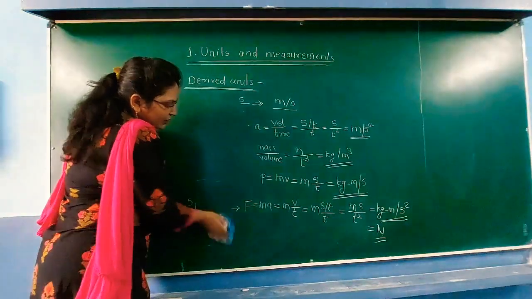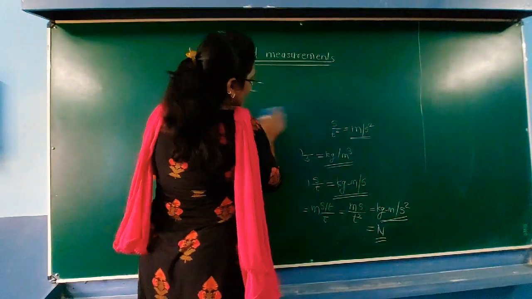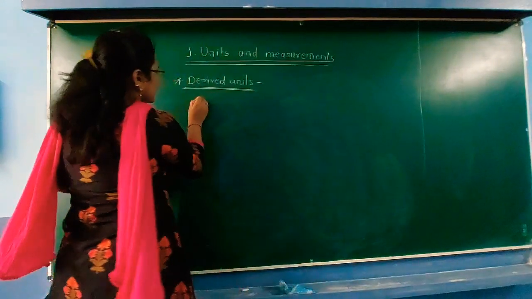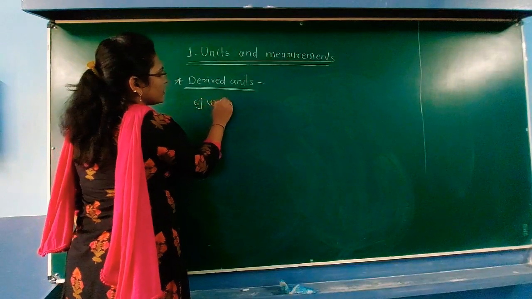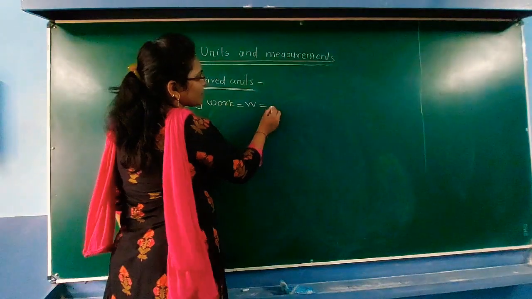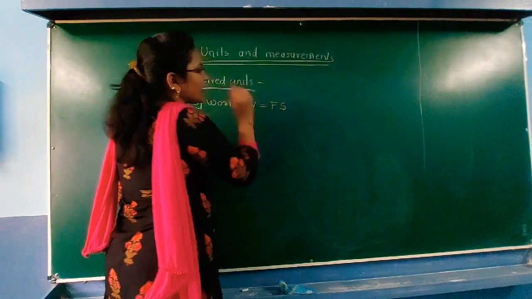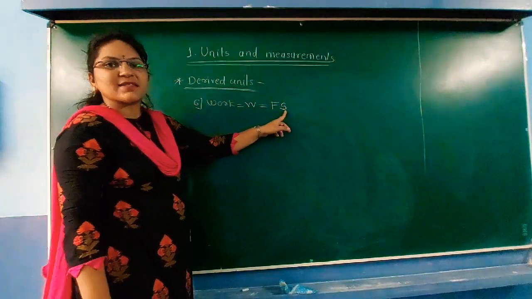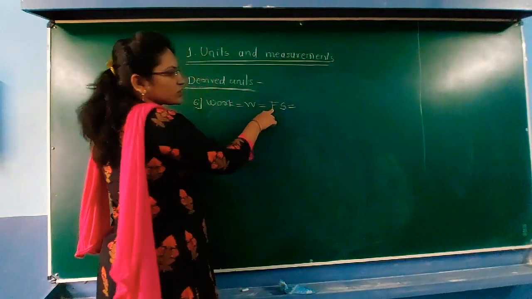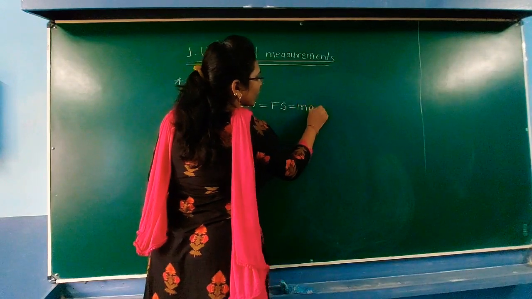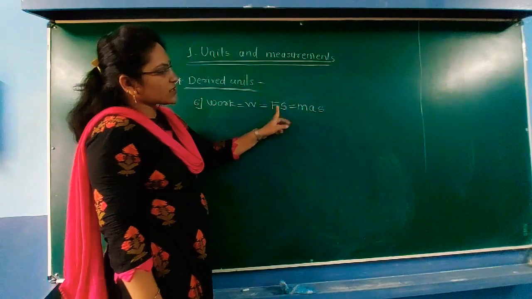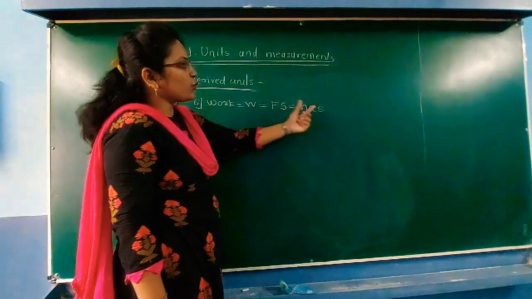Next we will see the 6th physical quantity, which is work. What is work? Symbol of work is W. Work can be found by using the formula force into displacement. What is the force? Force is mass into acceleration, then into S. See here, in place of force I have written ma, and into S.